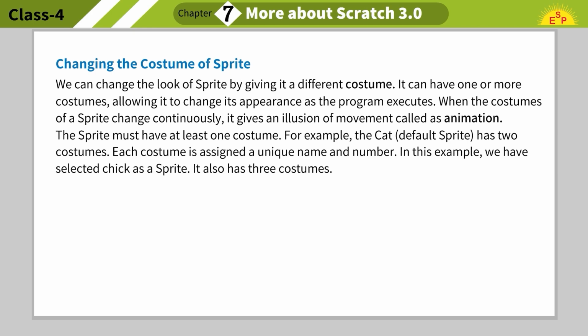For example, the cat default sprite has 2 costumes. Each costume is assigned a unique name and number. In this example, we have selected Chick as a sprite. It also has 3 costumes.